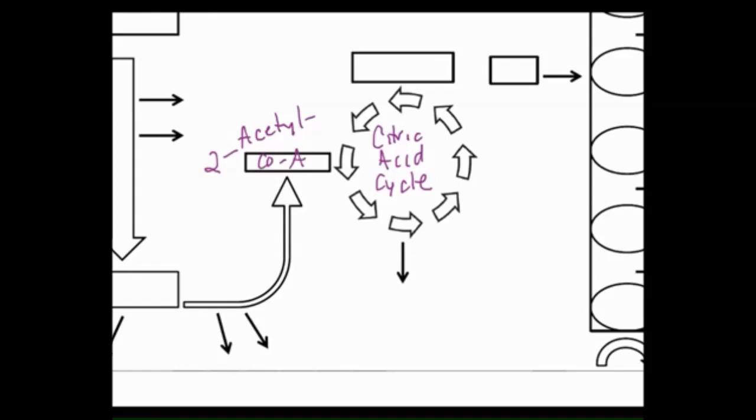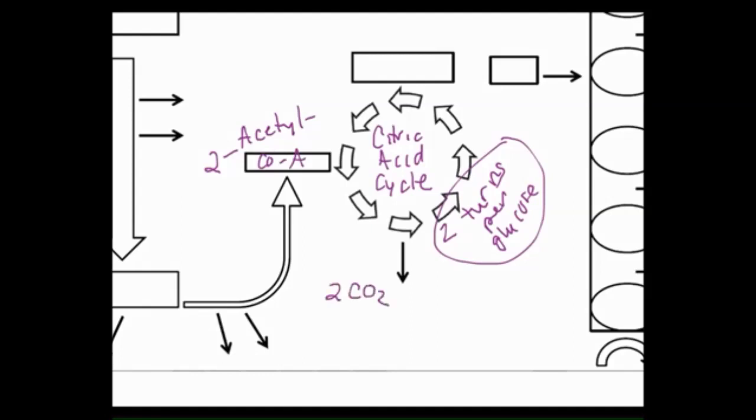But just to be clear, we're going to have 2 turns per glucose. If we start out with 1 molecule of glucose, then this citric acid cycle has to turn twice. Let's list our outputs for this citric acid cycle. First of all, there are 2 carbon dioxide molecules that are going to be released for every turn of the cycle. So if we multiply that by 2, because we want to calculate this per glucose molecule, there are now a total of 4 carbon dioxide molecules coming out of our citric acid cycle.